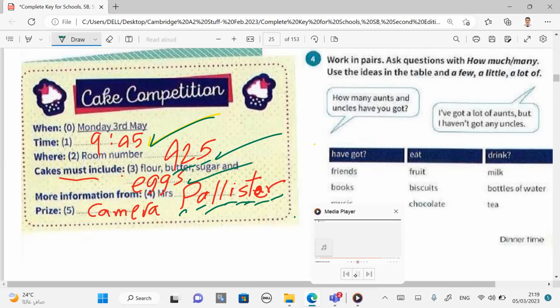Pallister. When you arrive, she will give you a number and ask for your name. Put the number next to your cake. Last year's prize was a scooter, but this year we're giving the winner a camera. So we're hoping for some really good cakes.